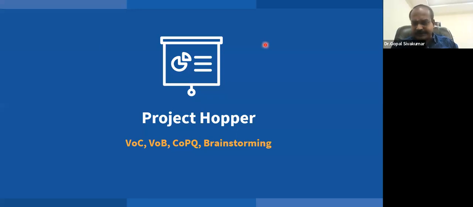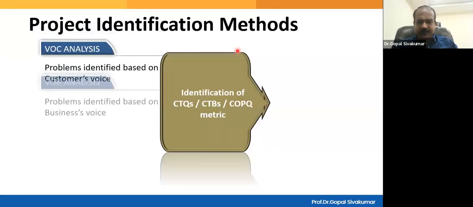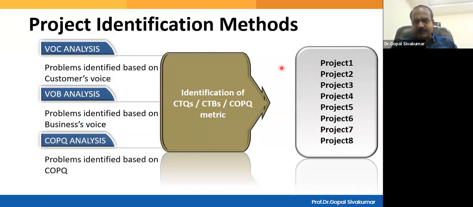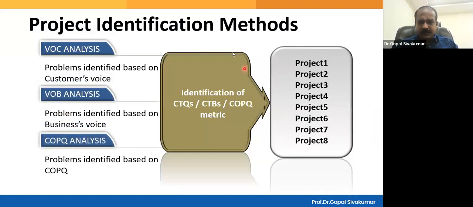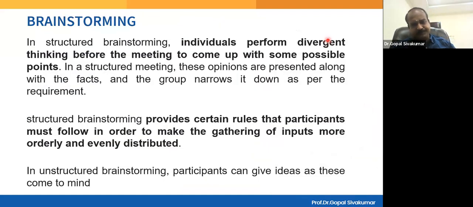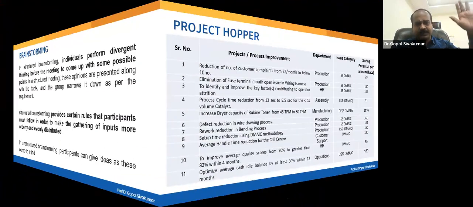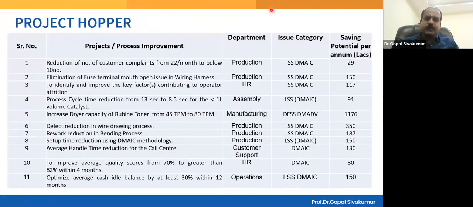Now, with all these things, voice of customer analysis, voice of business analysis, cost of poor quality analysis, you have hundreds of projects, a list of projects, which is known as the project hopper. Similarly, brainstorming is another technique you can use. You see the list of projects, you can read through. The projects have come from different departments. HR also has come up with a project idea. Customer support also has come up. Production, assembly, manufacturing, every department, even other departments can be included.